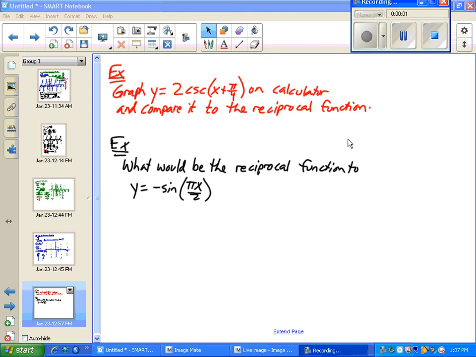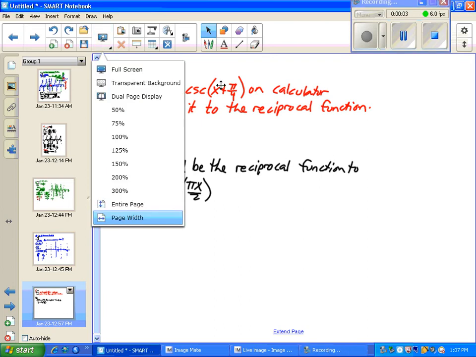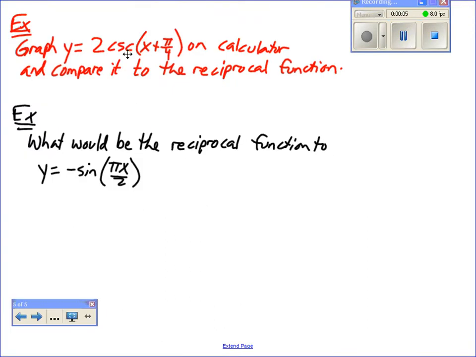Just a couple more quick calculator problems here. I wrote this first one on here. Graph y equals 2 cosecant of x plus pi fourths. Compare it to the reciprocal function.